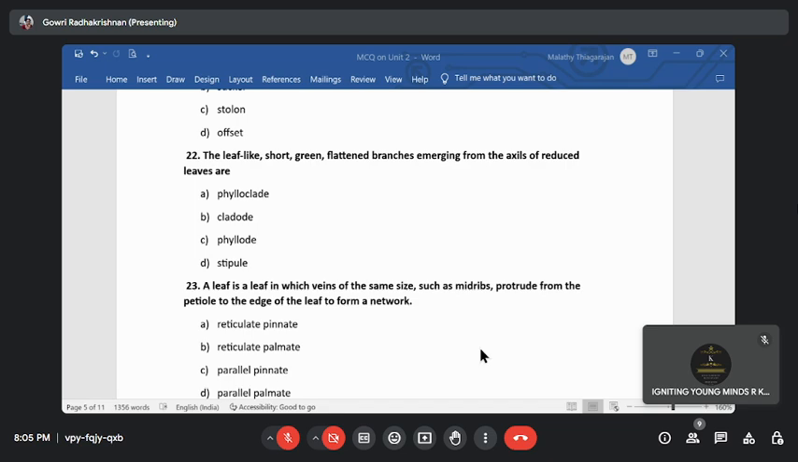Actually, this is a short green flattened branch that resembles a leaf and is found in the axil of a reduced scale leaf. Actually, they are adapted to help plants conserve water and aid in photosynthesis as they lack many of the functions of true leaves. That is the answer. Phylloclade.